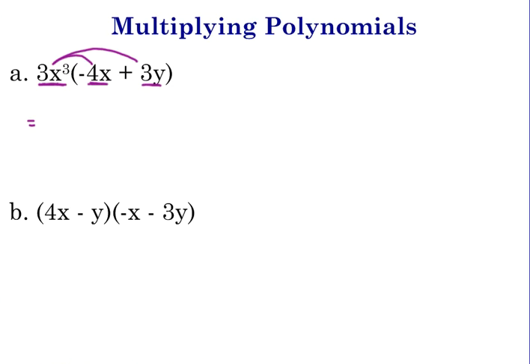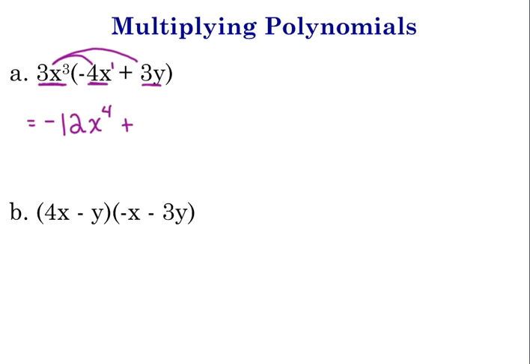Let's review some things with multiplying. When you multiply your coefficients, 3 times negative 4 is, of course, negative 12. When you multiply like bases, you add your exponents. So that x right there didn't have an exponent, so it's understood to be 1. 3 plus 1 is 4. So that's negative 12x to the 4. So no big deal on that one.